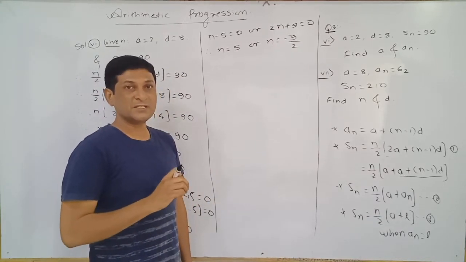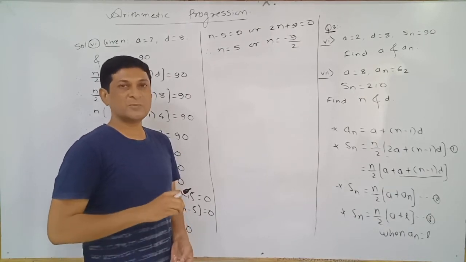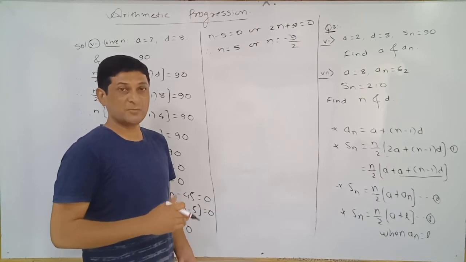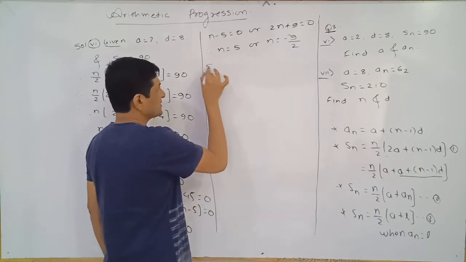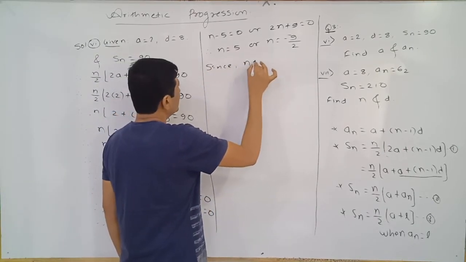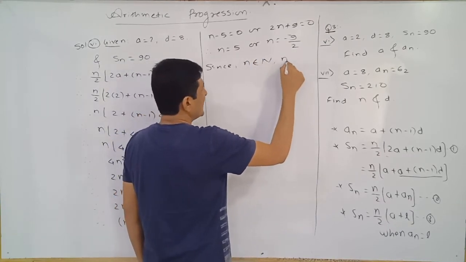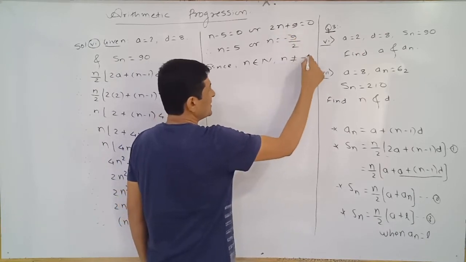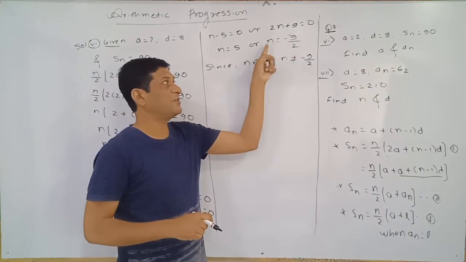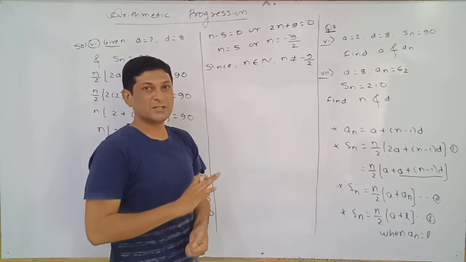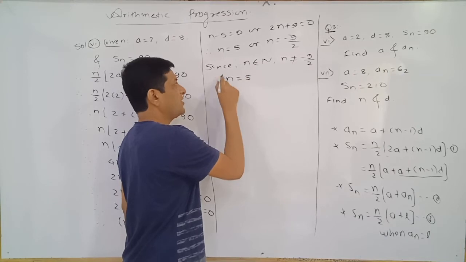But what is n? n is nothing but the number of terms in the arithmetic progression. And the number of terms in an arithmetic progression belongs to what? Natural numbers: first term, second term, third term, fourth term. These are nothing but natural numbers. So since n belongs to the set of natural numbers, n cannot be equal to minus 9 by 2, as it is not a natural number. So the value of n equal to minus 9 by 2 is not possible. This implies that n is equal to 5, because 5 is a natural number.